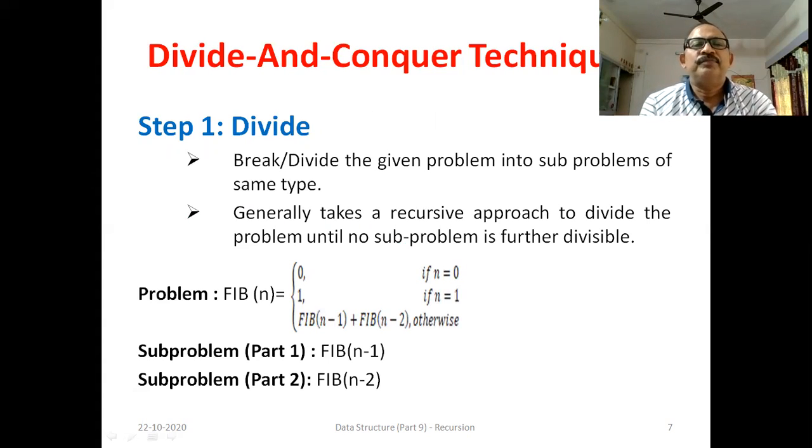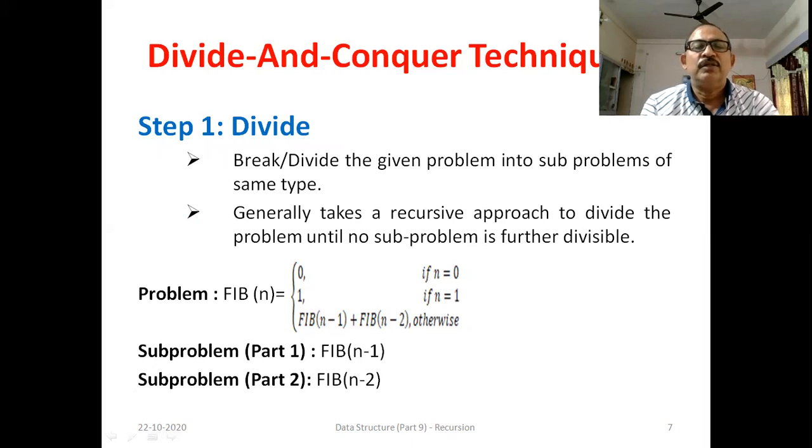In divide step, we break the given problem into sub-problems of the same type. Let us take an example. Suppose we want to determine nth term of a Fibonacci number. And the nth term of a Fibonacci number, fib n, is defined as follows. If n is 0, the value is 0. If n is 1, the value is 1. Otherwise, fib n is fib n minus 1 plus fib n minus 2.